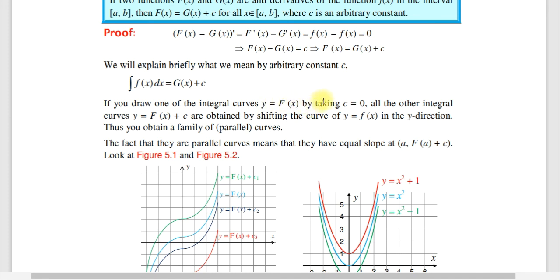If you draw one of the integral curves y is equal to f of x by taking c is equal to 0, all the other integral curves y is equal to f of x plus c are obtained by shifting the curve of y is equal to f of x in the y direction. Thus, you obtain a family of parallel curves. The fact that they are parallel curves means that they have equal slopes at a, f of a plus c.